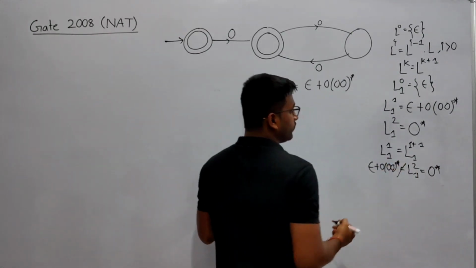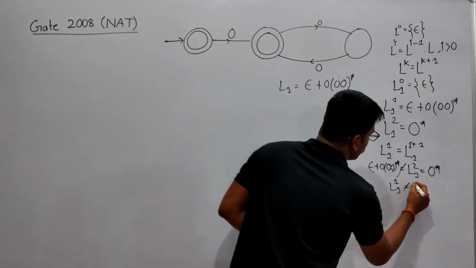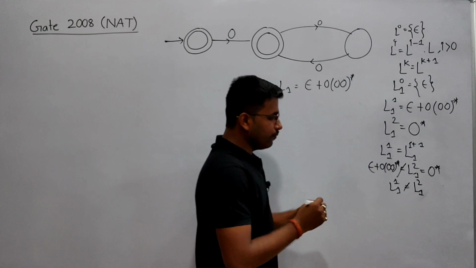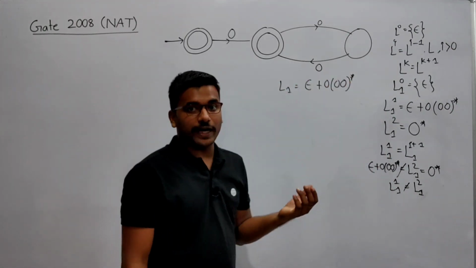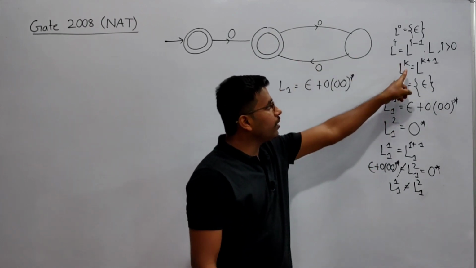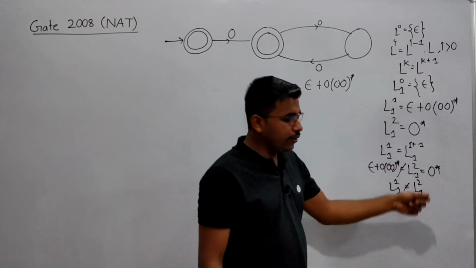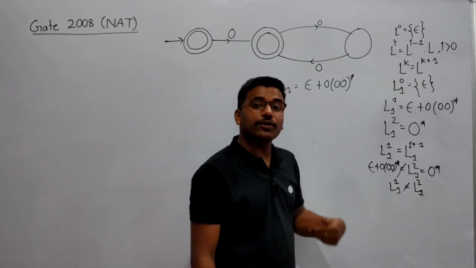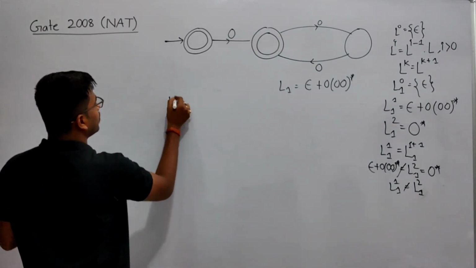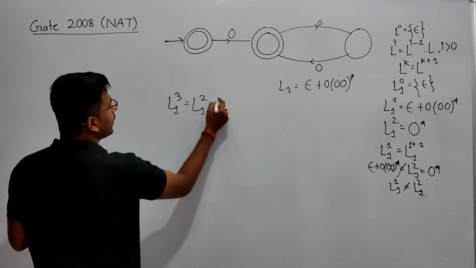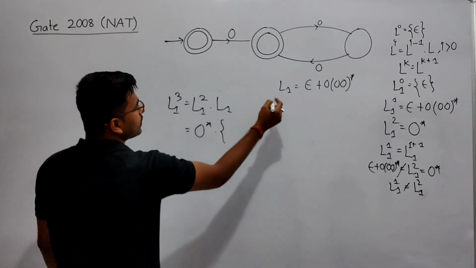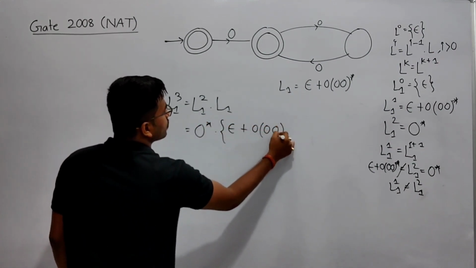It is not equal. L1 1 is not equal to L1 2. So 1 is not the order. They are finding the smallest k. So L1 1 is not the order of this L1, because L1 1 is not equal to L1 2. Okay, so again we need to find for L1 3. L1 3 means it will go L1 2, then L1. So L1 2 is your 0 star, and L1 is your epsilon plus 0, then 0 0 star.